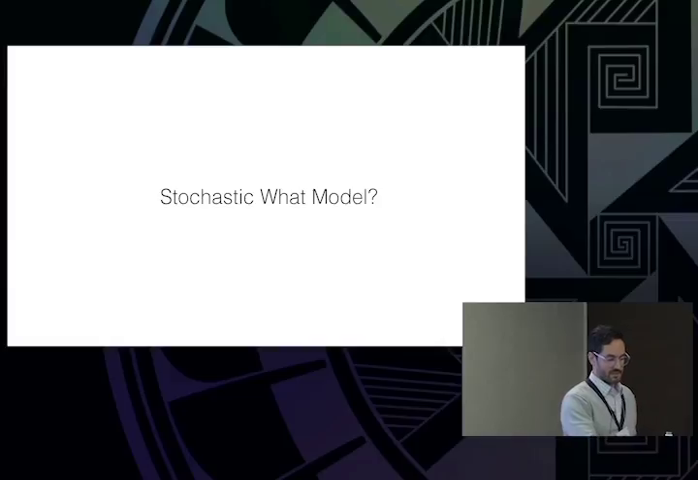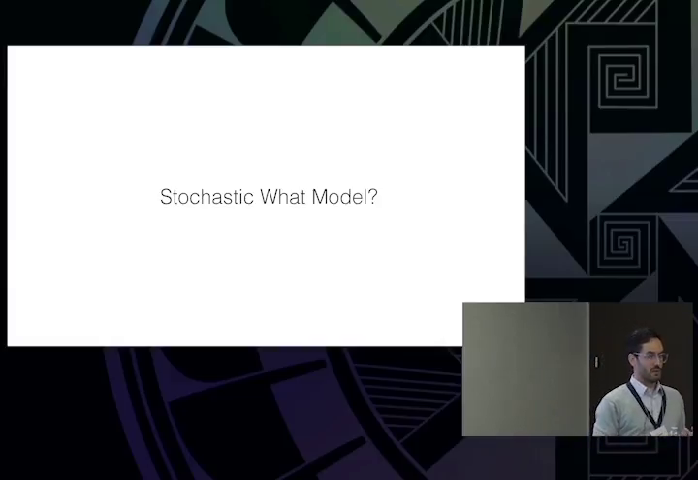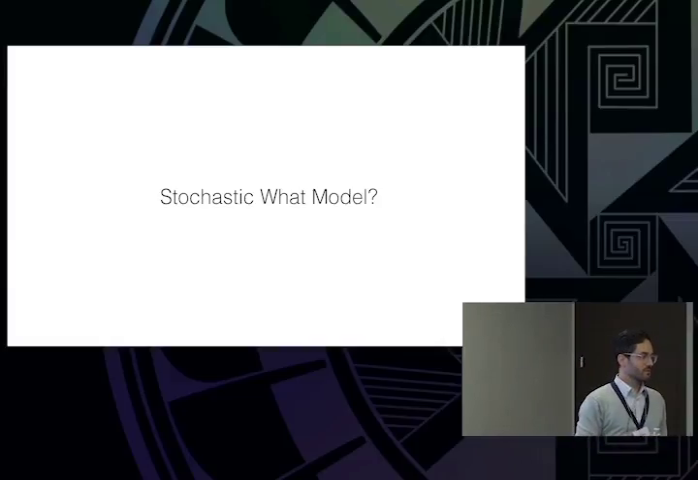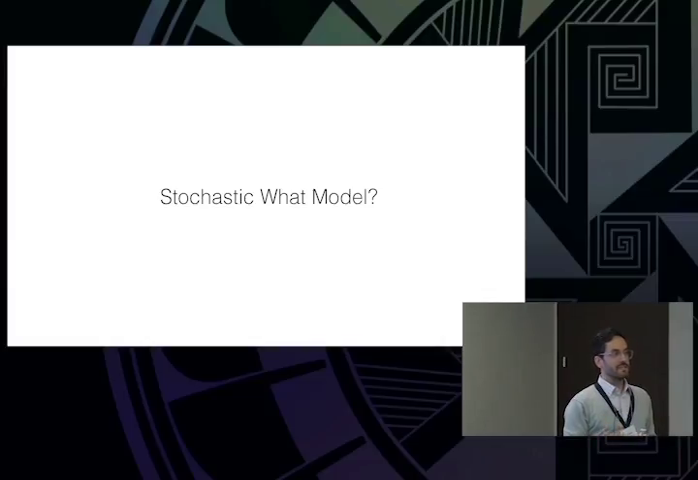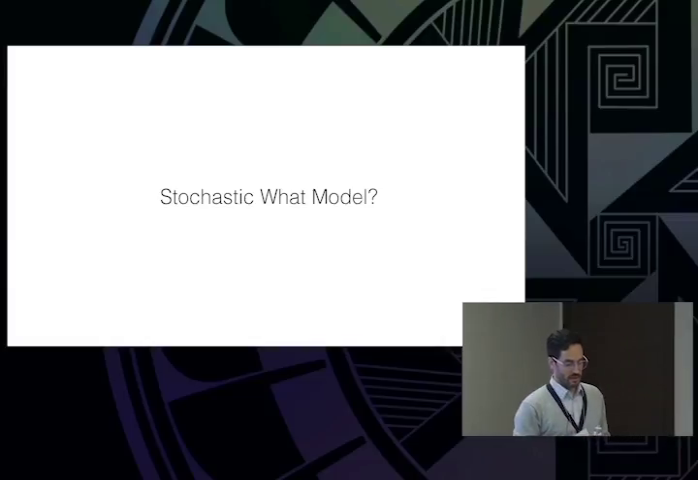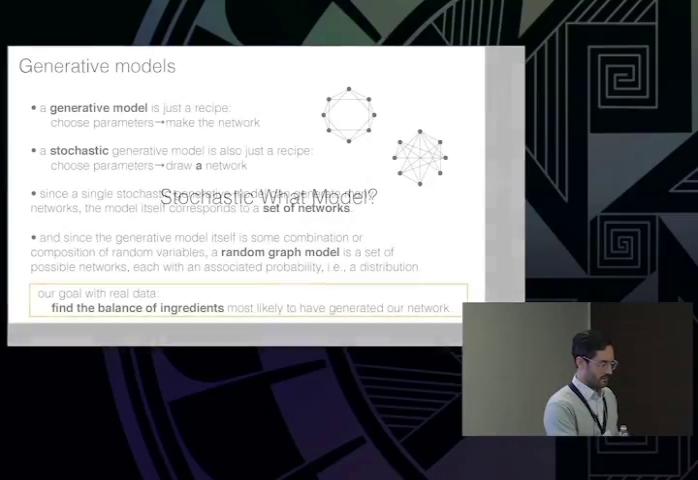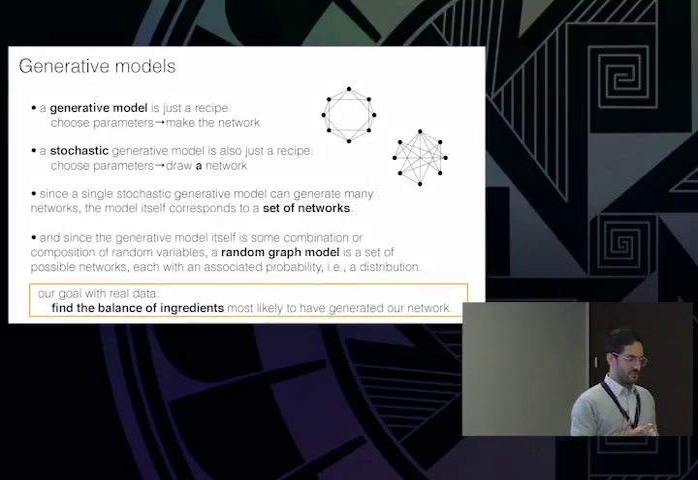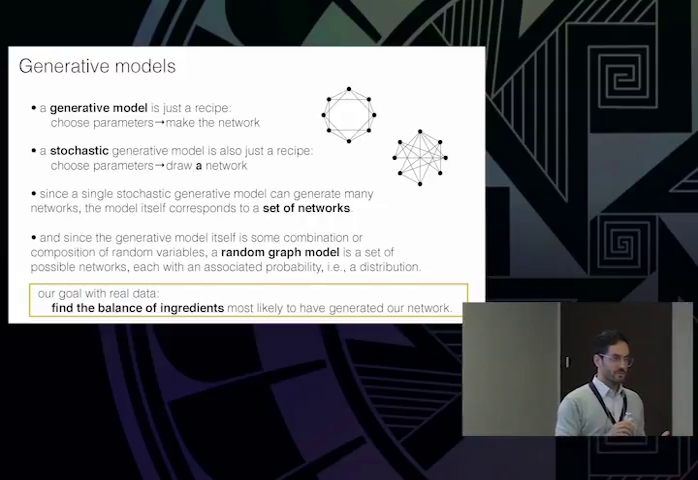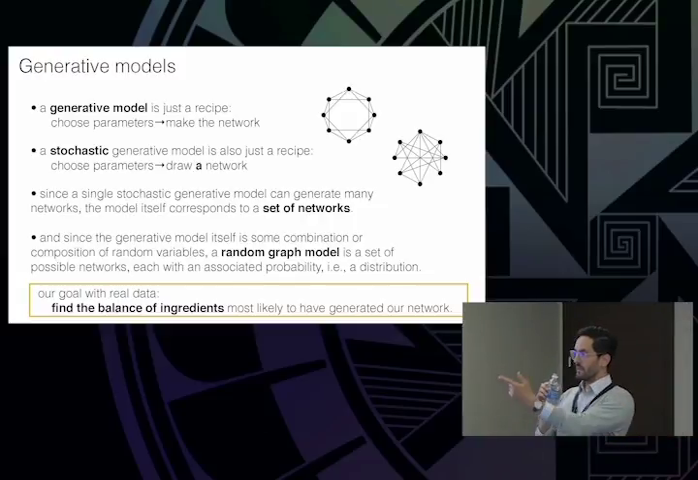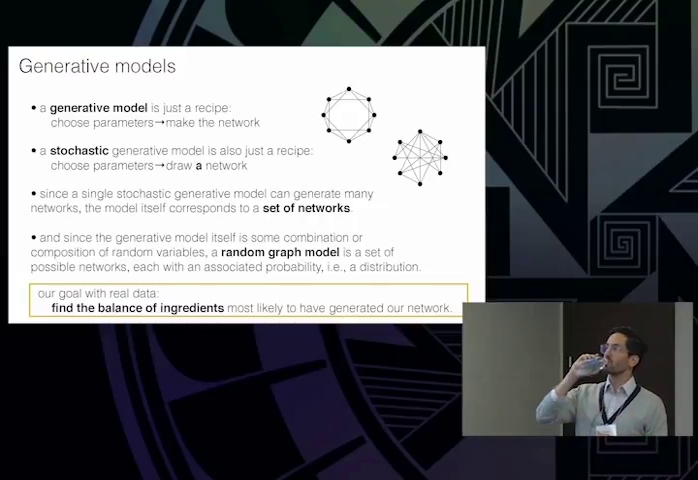But I want to dig into this because the stochastic block model is what we call a generative model for networks. And fundamentally, it's a different way of thinking about community structure in networks than some of the other methods that are circulating. A generative model in general is just a recipe. We choose some parameters, and then we make a network. So here I'm showing you a ring network, and you can imagine the recipe that we might write for this.